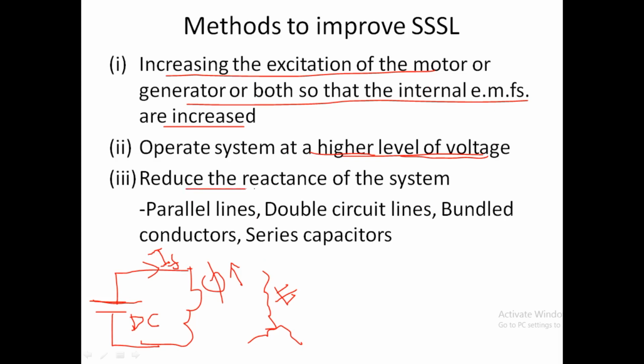Now the third method, which is actually the best method, is that reactance is decreased. You may have studied these methods: parallel lines, double circuit lines, bundled conductors, and series capacitors in Power System 1. You have studied all these methods, and there are other methods to reduce the reactance. So by using all these methods, we improve the steady state stability limit, or P max, such that we can operate the system at a low value of delta, and the steady state stability can be improved.